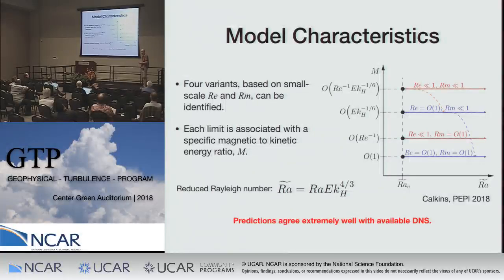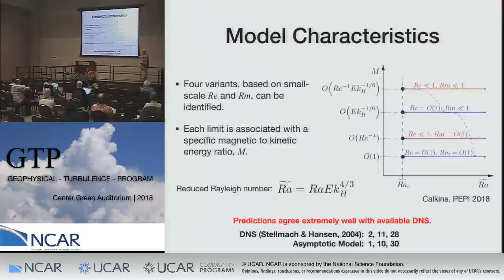Turns out the predictions from the model agree extremely well with DNS. Just taking some data from Stelmach and Hansen. They did 3 different simulation cases. This is the magnetic to kinetic energy ratio for these 3 cases: 2, 11, 28. Our predictions are 1, 10, and 30. Pretty good, considering. So we believe there is some truth to these asymptotic models.